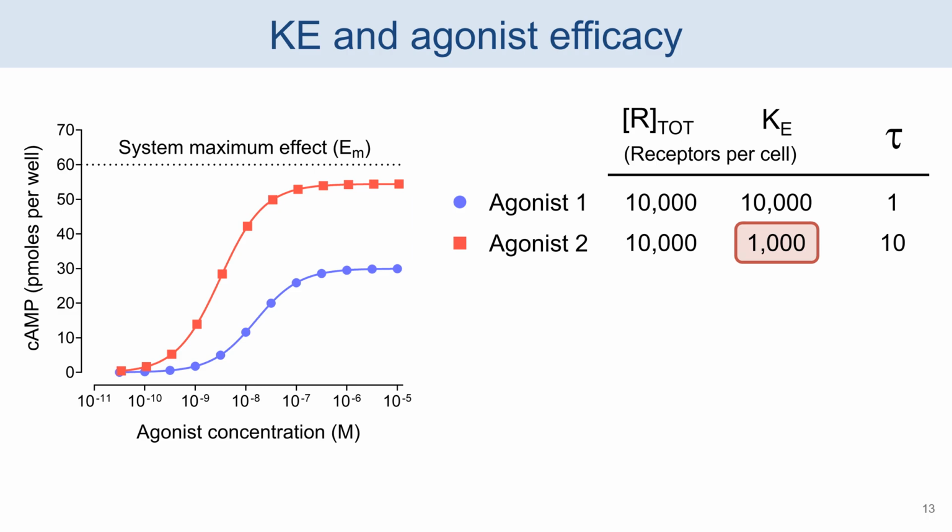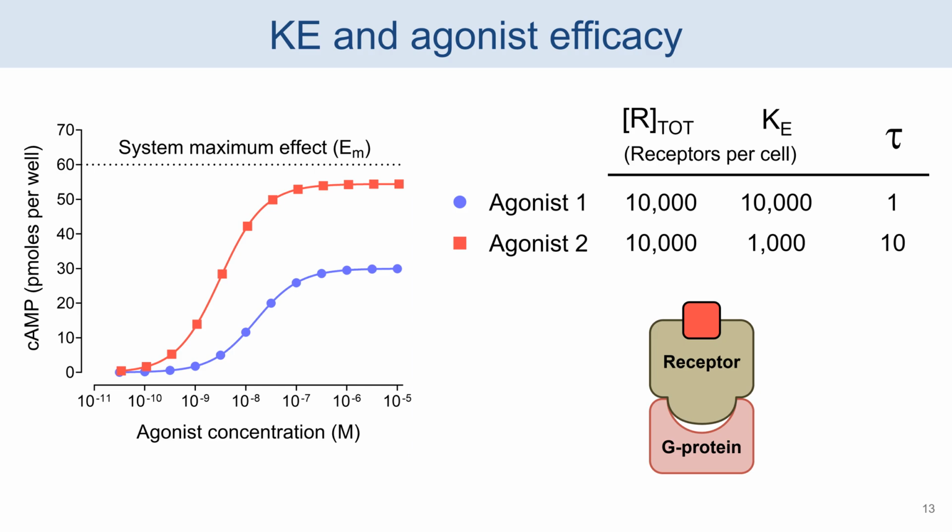Remember that Ke is the concentration of agonist receptor complex required to produce 50% of the system maximum effect. This lower Ke value means we need a lower number of receptors to generate half the system maximum effect. The receptor conformation produced by agonist 2 is more efficient for interacting with G protein and generating the signal than agonist 1, so we need fewer receptors to generate the signal.